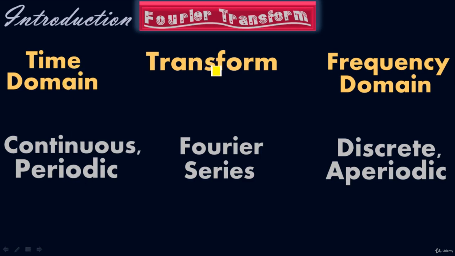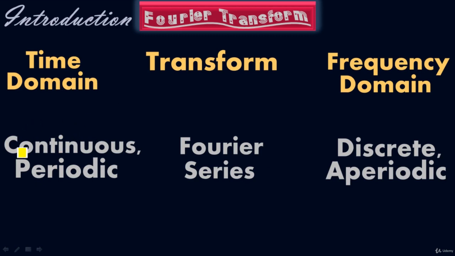Then what kind of transform can we use? We can use Fourier series. Fourier series is a special type of transform where we can change the signal from time domain into frequency domain. But what is the condition? The condition is that in time domain, the source signal must be a continuous signal and also a periodic signal. If the signal is not continuous or is non-periodic, then Fourier series doesn't work. The source signal must be continuous and periodic, then we can use Fourier series.